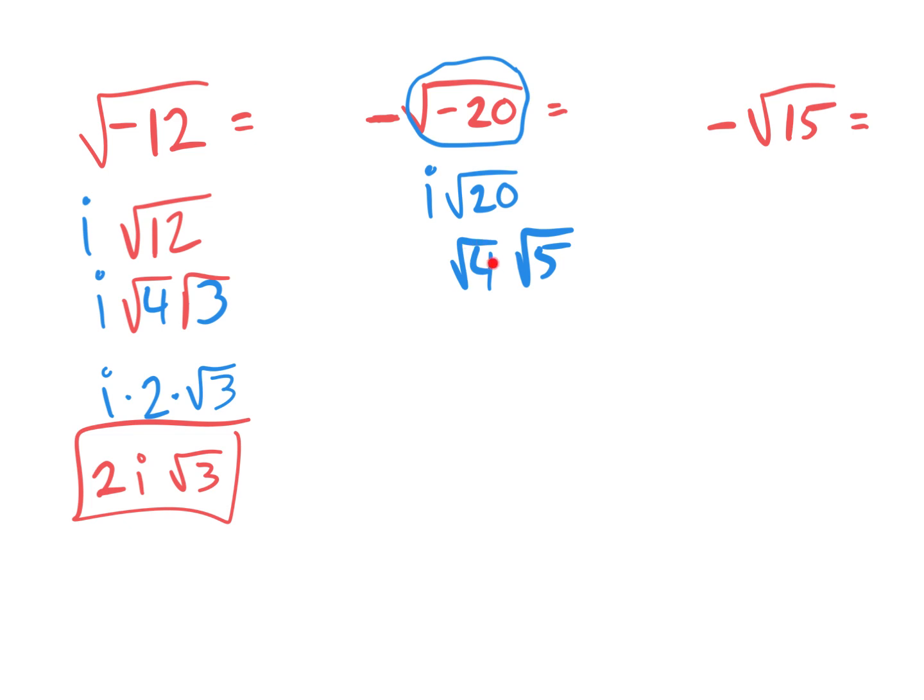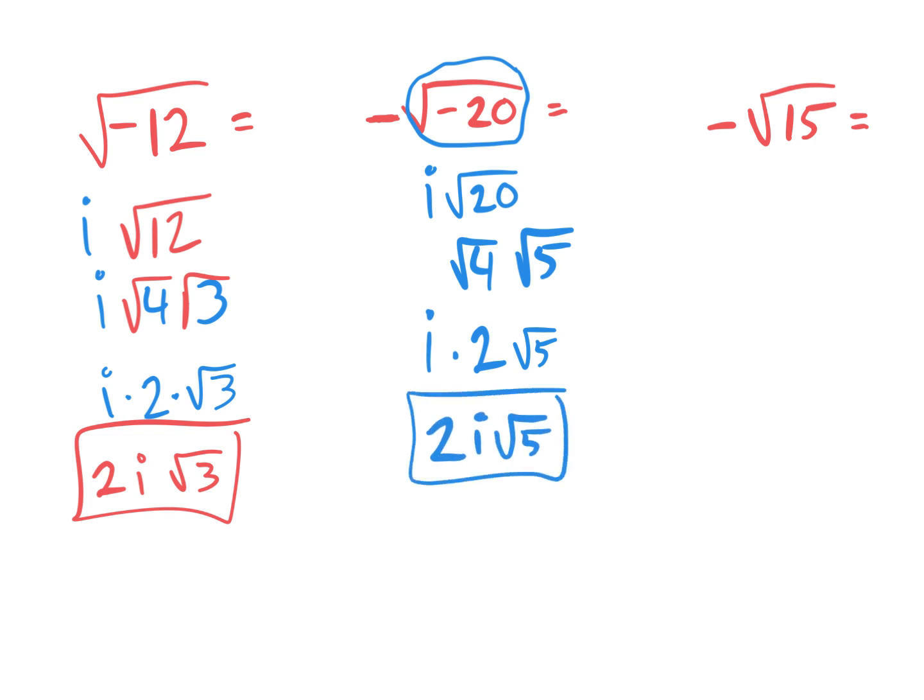What is the square root of 4? 2. Nice, beautiful number 2. What about the square root of 5? Bring it down. And what about the i that's out here in the front? You need to bring it down and multiply it by 2. So you have an i times 2 times square root of 5. How are you going to write it correctly? 2i square root of 5. That's the correct order. Okay?